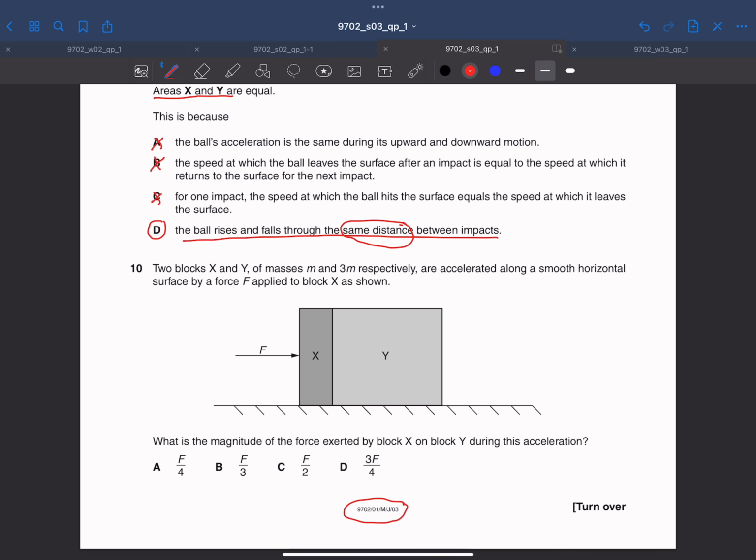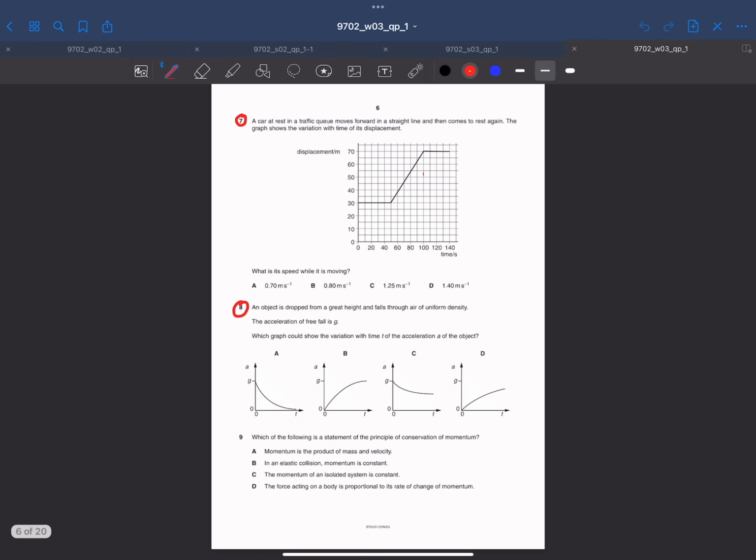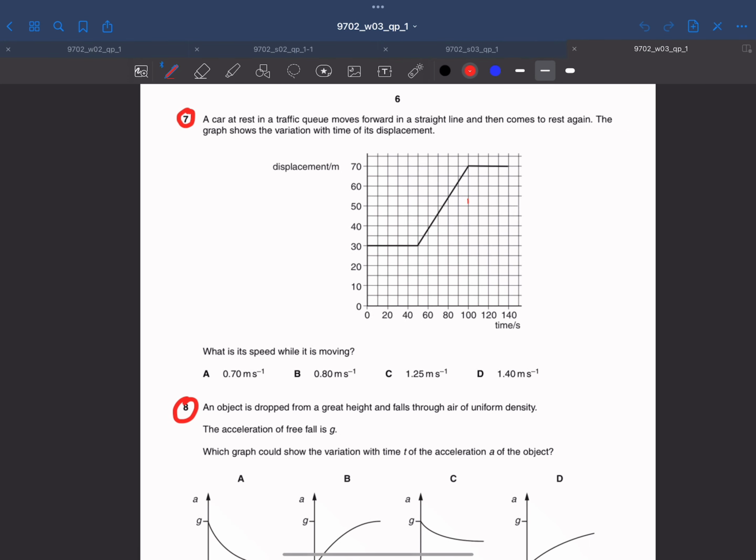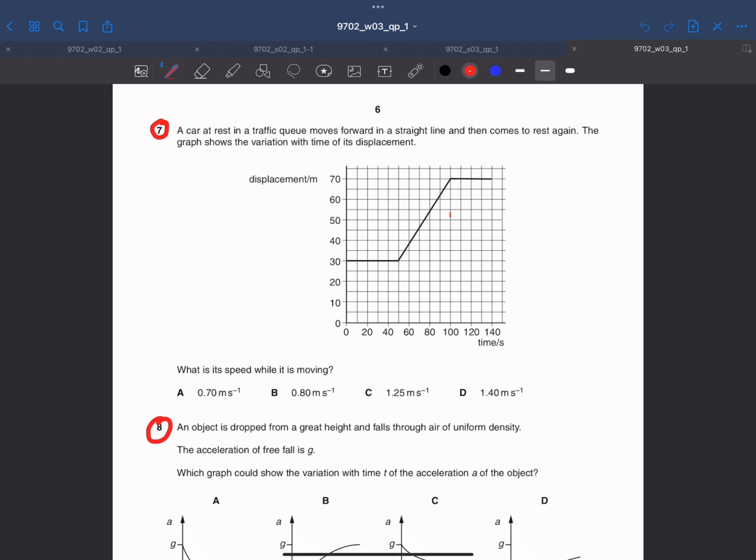And then we can go to the October November, and here you have two questions related to our discussion, the kinematics topic. In this case, again, here you have graphs. A car at rest in a traffic queue moves forward in a straight line and then comes to rest again. So what is the situation here?